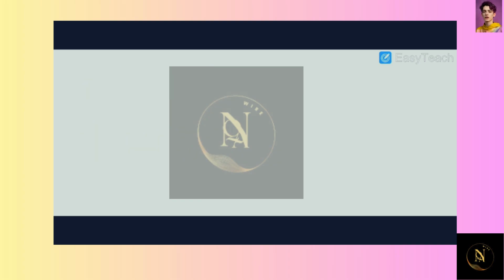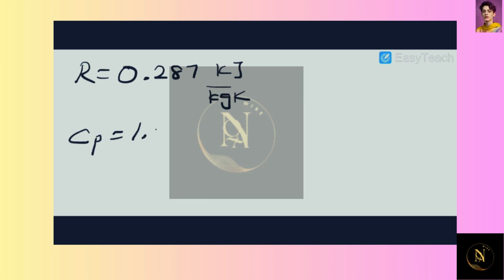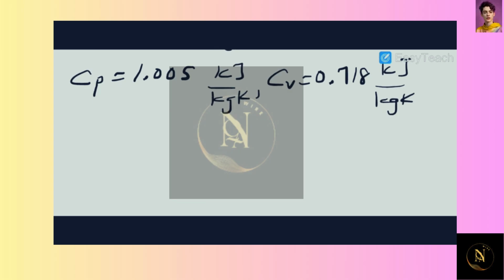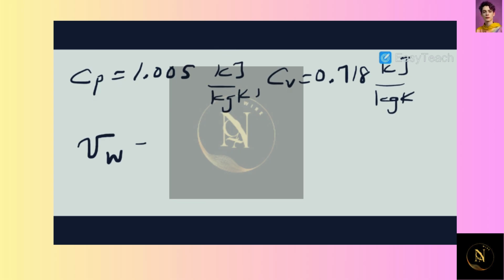So next we're going to go ahead and write down the properties of our gas. We know we're dealing with air, so our gas constant is going to be 0.287 kilojoules per kilogram Kelvin. We can also look at the specific heats of air, so Cp will be equal to 1.005 kilojoules per kilogram Kelvin. We also have a Cv that's equal to 0.718 kilojoules per kilogram Kelvin. And lastly, we can look at the specific volume of water, which is called vw, and that's going to be equal to 0.001 cubic meters per kilogram.